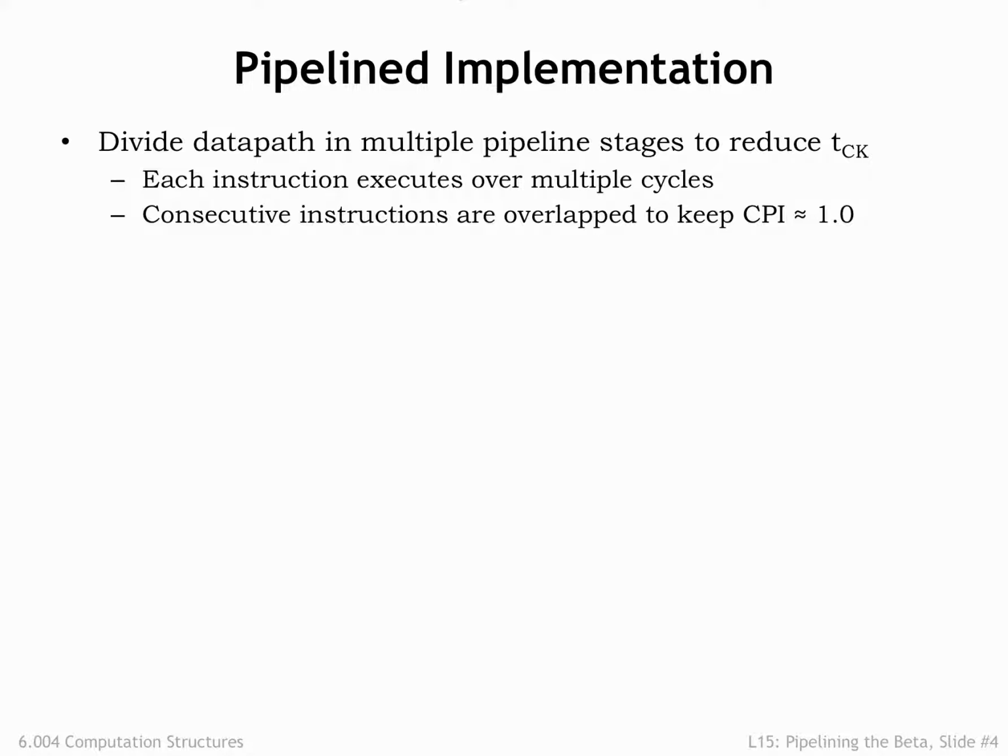The time to execute all the steps for a particular instruction, in other words, the instruction latency, may be somewhat higher than in our unpipelined implementation, but we will finish the last step of executing some instruction in each clock cycle, so the instruction throughput is 1 per clock cycle.